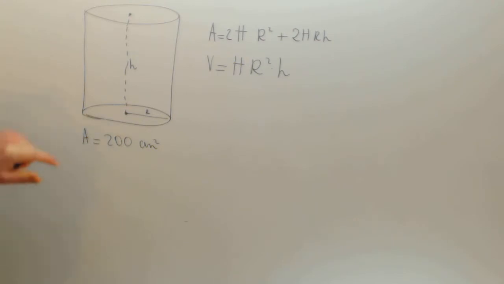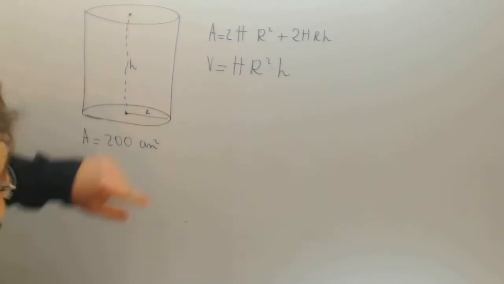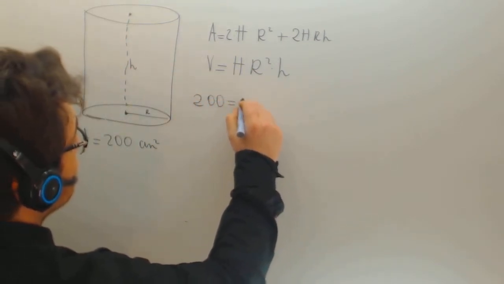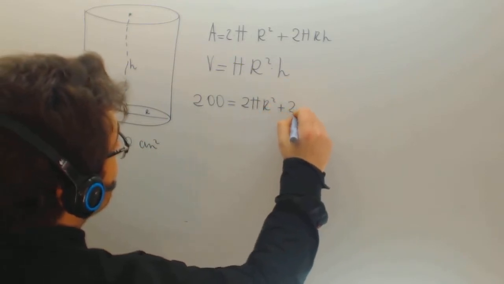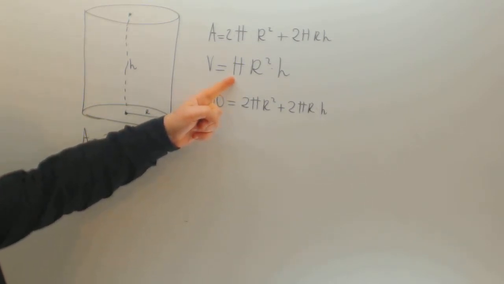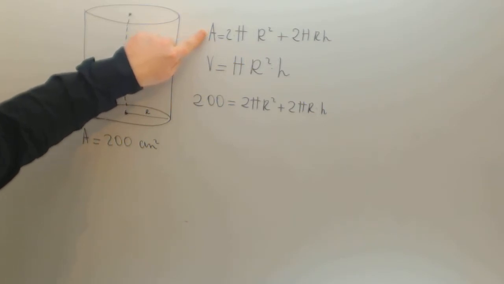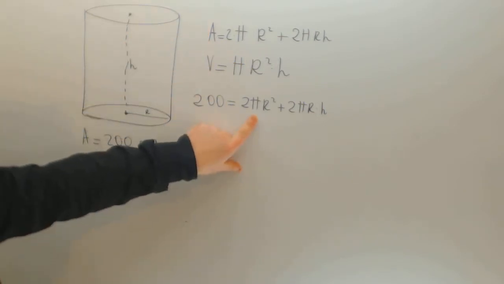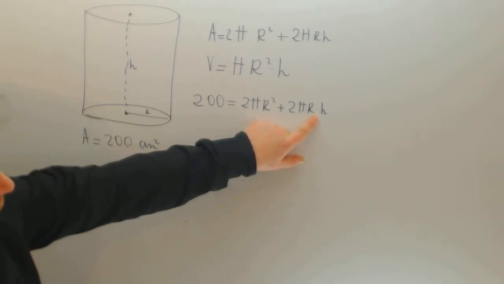Okay? So you use one formula, this one. You know, this is 200, and you have here two things you got to know, but in the formula you can only put one variable, okay? You can use one variable, just one. But you have two, so you use the other formula to take one variable from the other. Which one is easier to take out? The h.